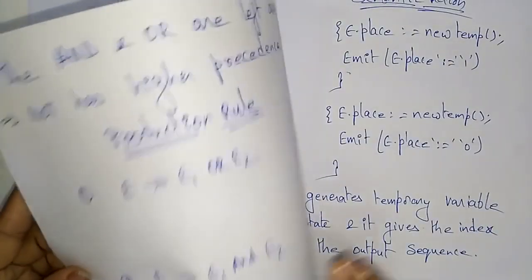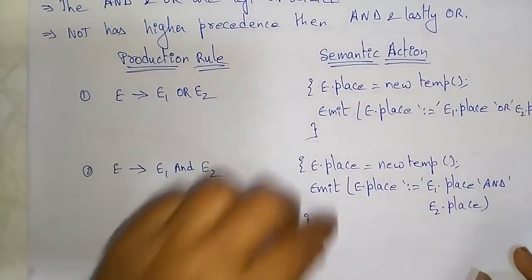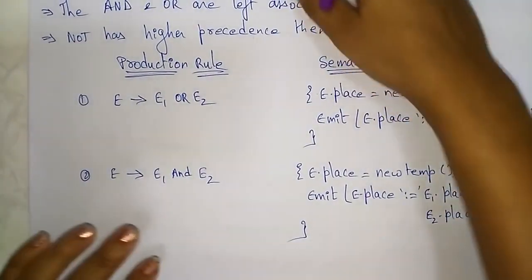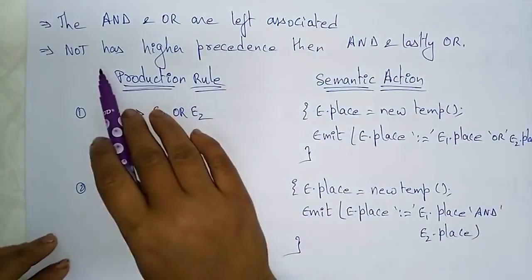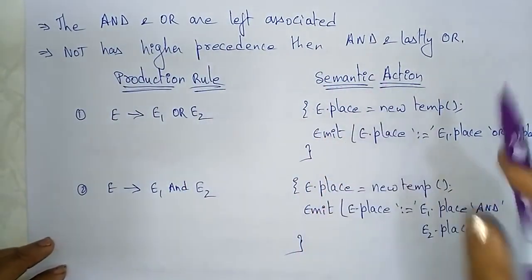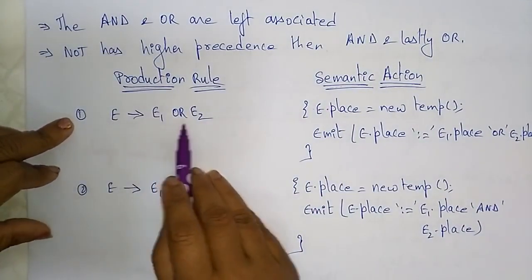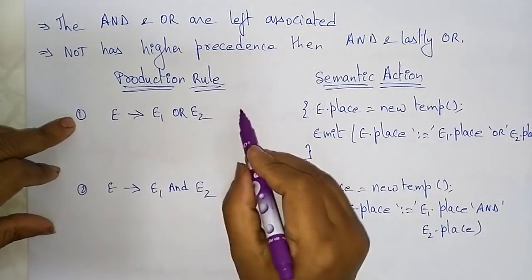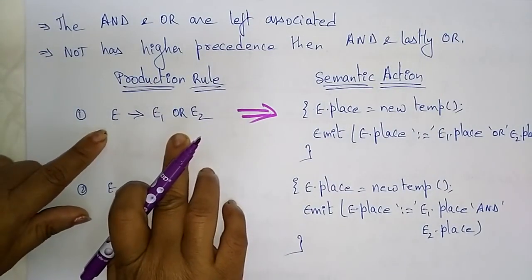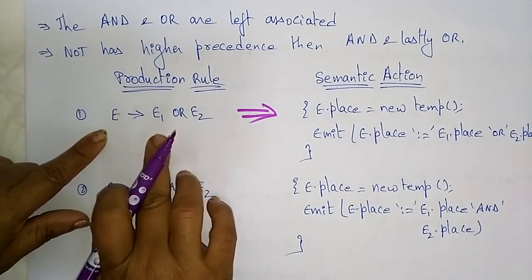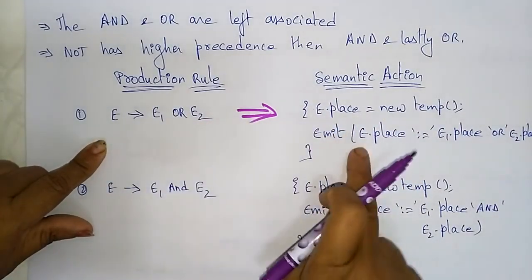Okay. So for this grammar, we have to construct the SDT, the production rules, and for each production rule, what is the semantic action? So here AND and OR are left associative, and NOT has higher precedence than AND and OR. So let's take the first production. E derives E1 or E2. So for this production, what is the action that has to be taken? Whenever there is a reduction while parsing the tree, you come to this production and check what action has to take place.